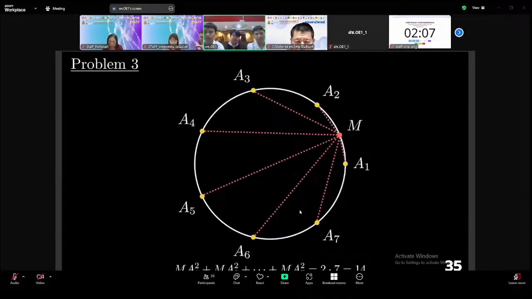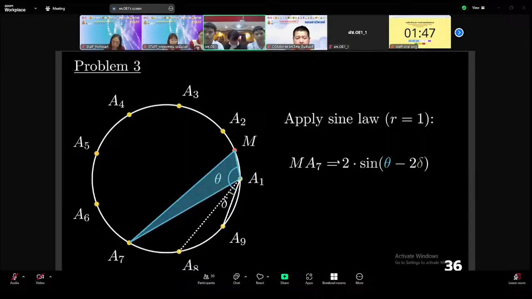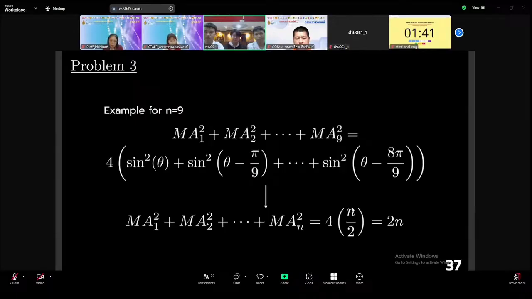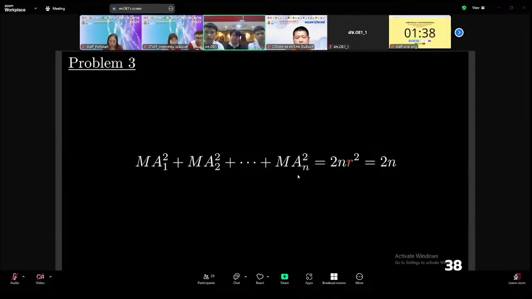For the third problem, we have a unit circle where M lies on its circumference, and we have endpoints that form a regular polygon. The problem asks us to prove that the sum of the squares of the lengths of the red dashed segments is equal to 2n, which can be done by two methods. One is by the sine law, evaluating it to 2n using the sine formula. The second method is to use our formula to compute this as 2n times r squared, where r is equal to 1 since it is a unit circle, so the result is the same.